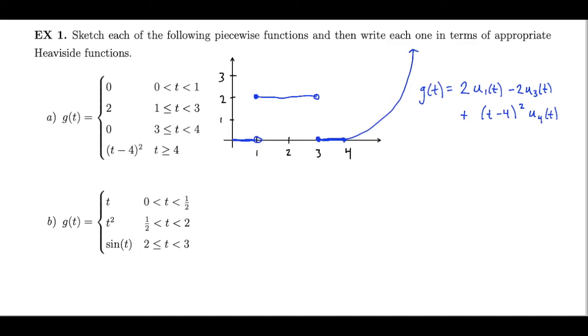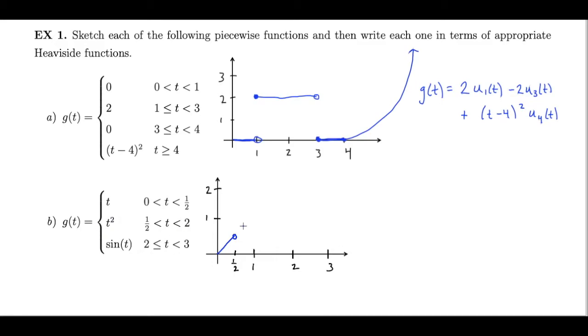Let's try that again, part B. So let's once again start with a sketch. For t values between 0 and 1/2, the function is y equals t, or g of t equals t. So I'll just have a straight line coming out from the origin for that first 1/2 of a second. From 1/2 to 2, the function becomes t squared.